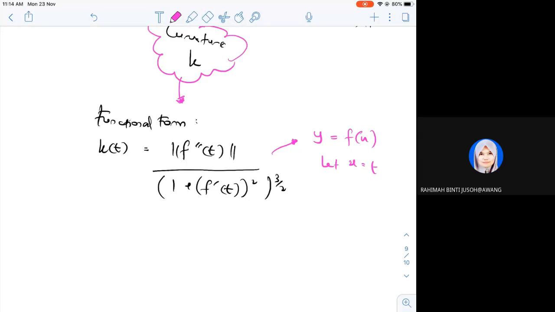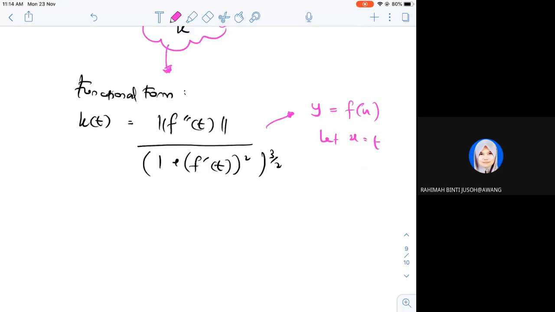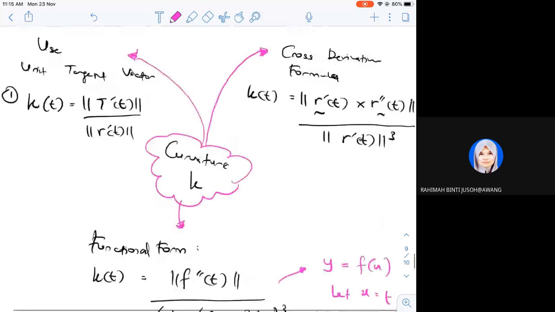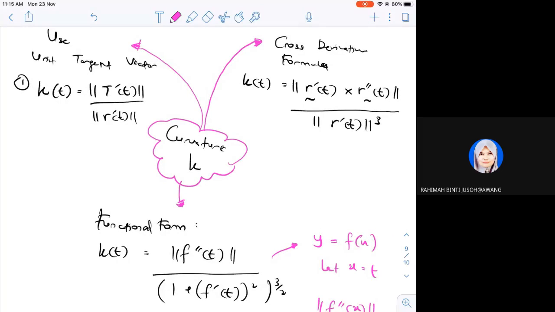So in other words, the formula of curvature, if your question is like this, you can have the magnitude of f double prime x divided by 1 plus f prime x squared, to the power of 3 over 2. Which means that you have to change your x into t, or t into x, either one. So that's the formula of curvature.